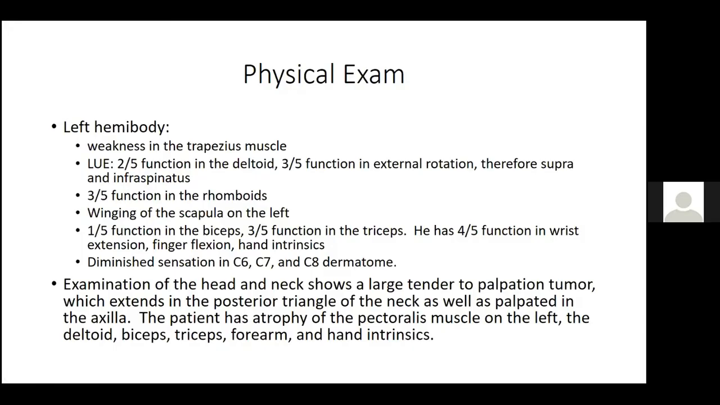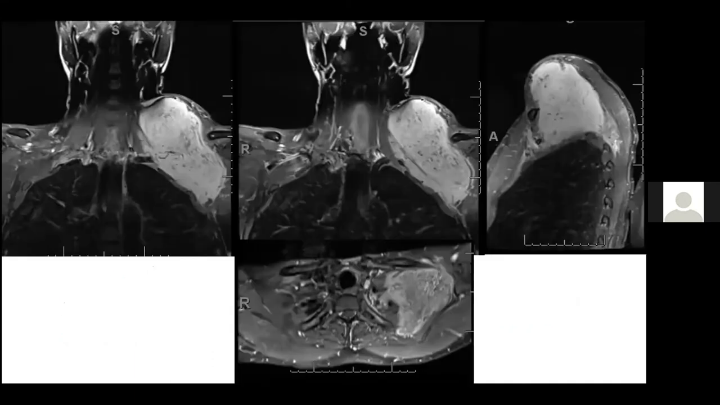Sorry. What would your next step be? I would probably get an MRI of the cervical spine and probably include the brachial plexus. Okay. So here's your brachial plexus MRI. What do you see? Oh, so a large enhancing mass with lots of flow voids in there.